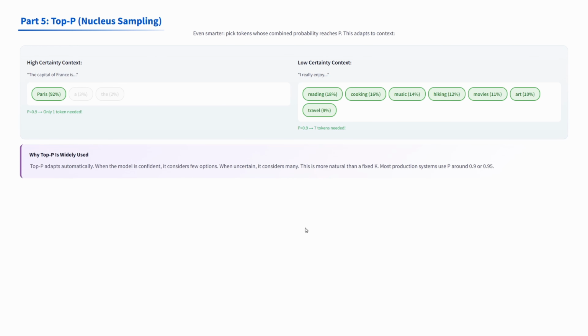That is why top P is so popular in production systems. It adapts automatically. When the model is confident, it considers few options. When uncertain, it considers many. Most systems set P around 0.92 or 0.95. It's more natural than a fixed K.